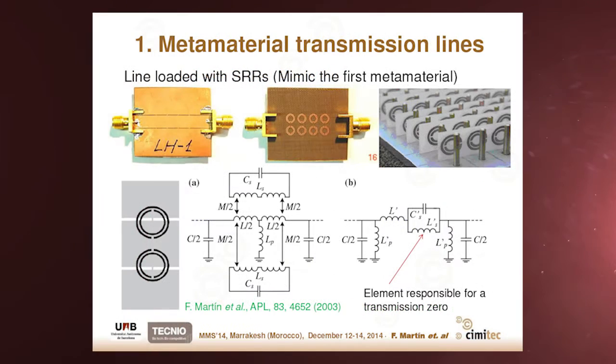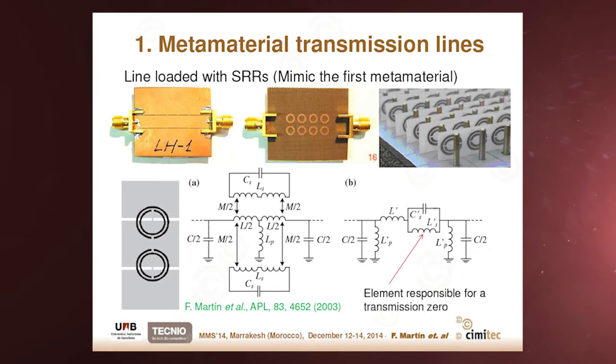Let us now review some examples of these resonant-type metamaterial transmission lines. This is the first one that was proposed by us in collaboration with the groups of Professor Sorolla in Navarra and Ricardo Marquez in the University of Sevilla. This is a host line, a CPW in that case, loaded with series shunt-connected inductors and pairs of splitting resonators in the backside. This structure indeed mimics the first metamaterial structure that was presented by David Smith in 2000.